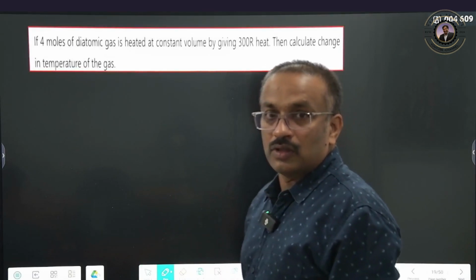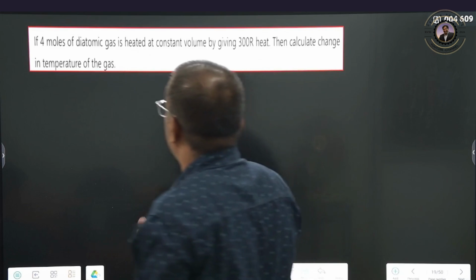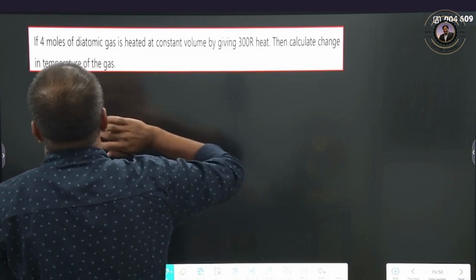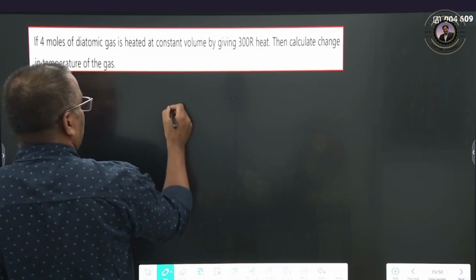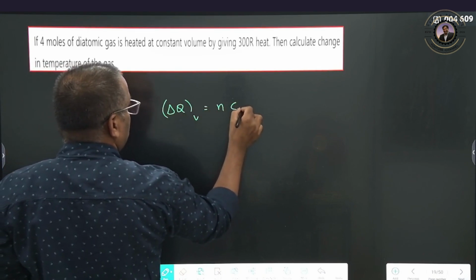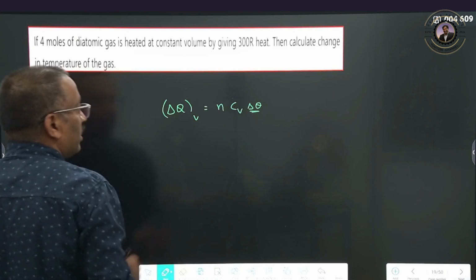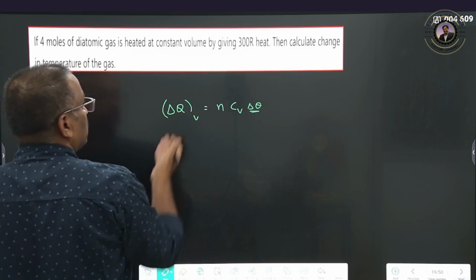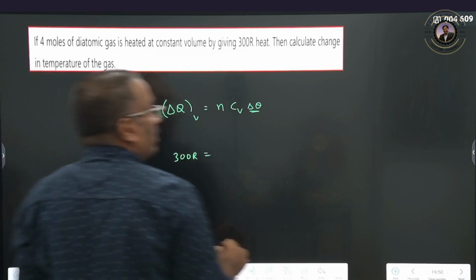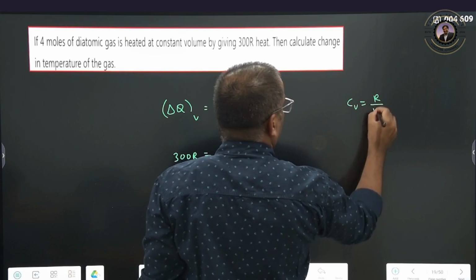Now, 4 moles of diatomic gas is heated at constant volume. By giving this much amount of heat, calculate the change in temperature of the gas. So delta Q at constant volume will be equal to N Cv into delta theta. He is asking what will be the change in temperature, delta theta. He gave this value, so it is simple. Substitute 300 R. Cv is nothing but, you can write, R by gamma minus 1.